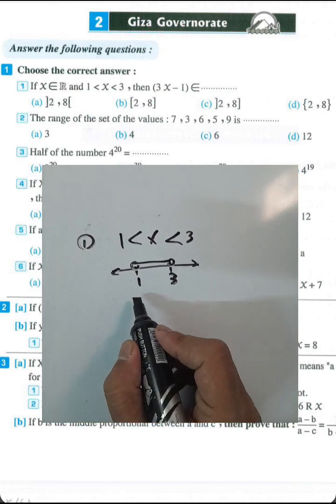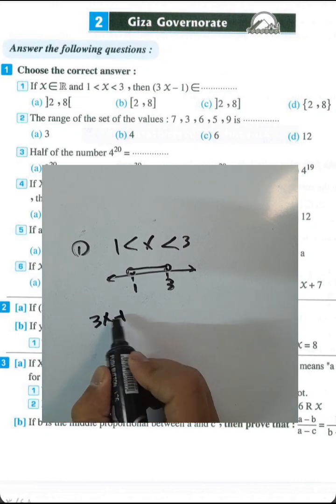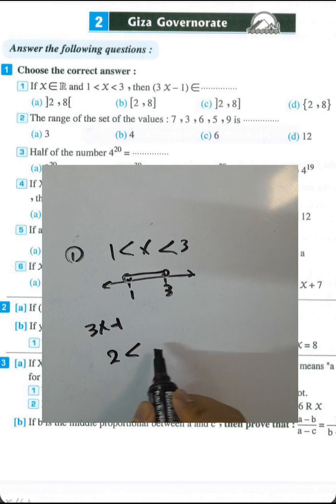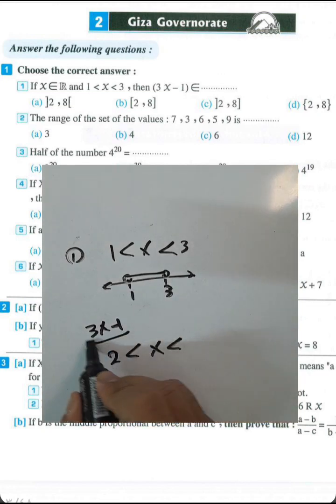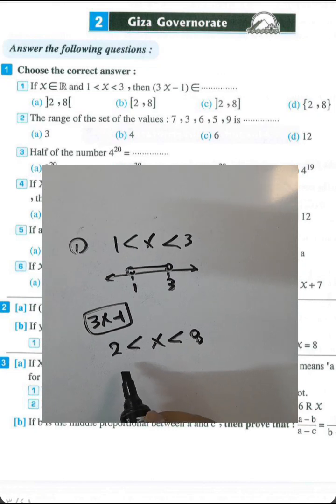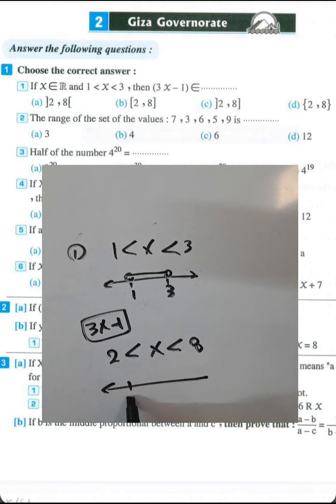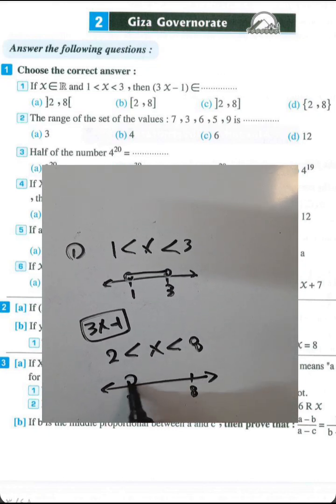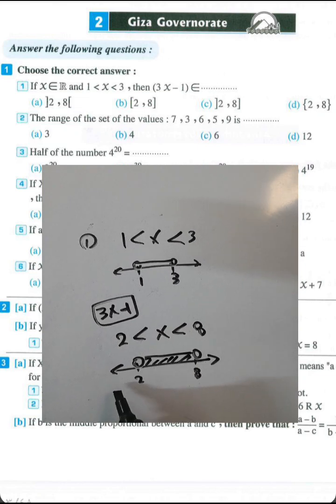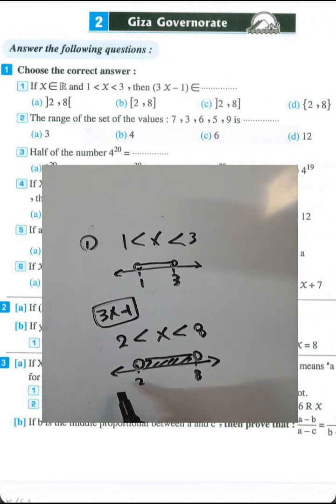Okay, and for 3x minus 1, put x equal 1: 3 times 1 equals 3, minus 1 it will be 2. And put 3 here: 3 times 3 is 9, 9 minus 1 it will be 8. Then we will have the interval from 2 to 8, an open interval. Choose letter A.